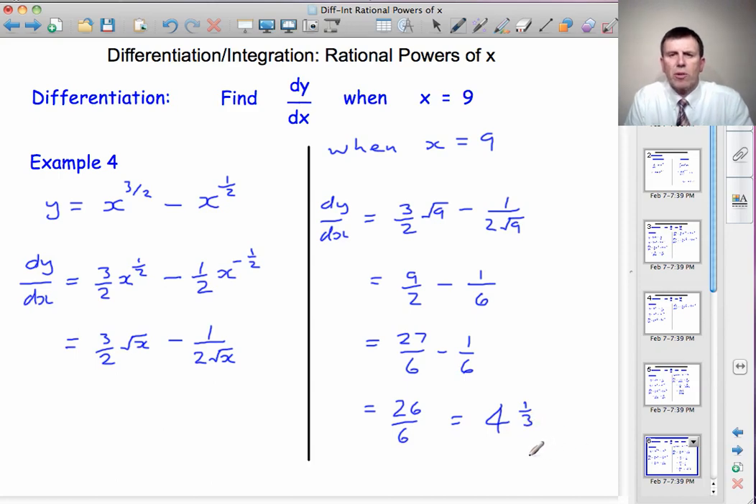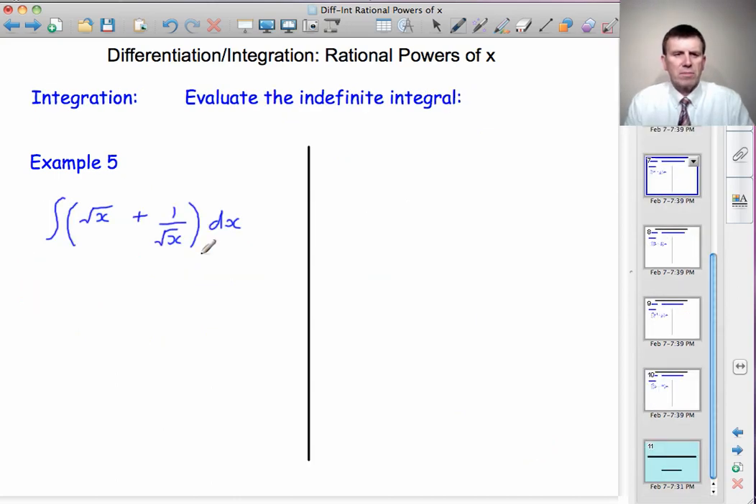And that concludes our 4 examples on differentiation. We'll now go on to look at integration. Example 5. Evaluate the indefinite integral, the square root of x plus 1 over root x. The first thing we do, rather like when we were differentiating, is we write it in a form that's easy to integrate. So instead of root x, we write x to the power a half. And instead of plus 1 over root x, we write x to the power minus a half.